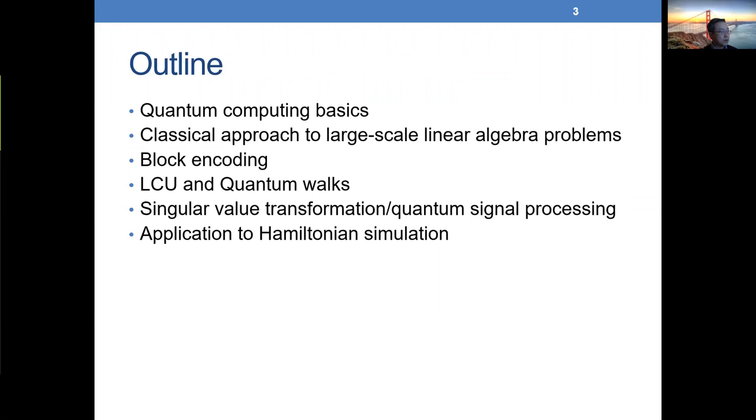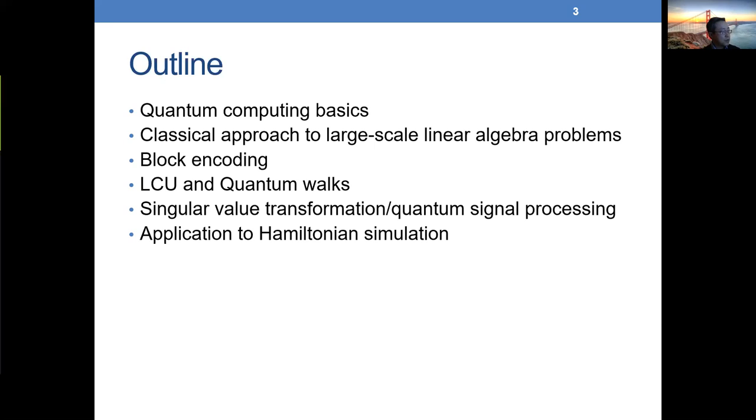And I'll give two examples of how to block encode some matrices. One type of matrix is if a matrix can be written as a linear combination of unitary matrices, then block encoding is relatively easy to do. Okay, LCU stands for linear combination of unitaries. And another type of matrix that you can easily block encode is basically the Markov chain. So the random walk matrix or stochastic transition matrix, you can block encode that to turn that into what's called quantum walks.